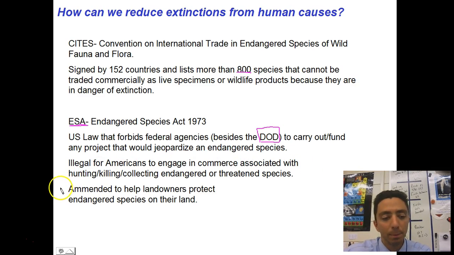And then it has been amended to help landowners protect endangered species on their lands. And so that could be things like money to keep a critical habitat preserved rather than developing it for farmlands or who knows what. So those are the two laws to be aware of here. They are similar, but make sure you keep the difference between them. CITES is international. ESA is a domestic U.S. federal law. And that would do it for the presentation.